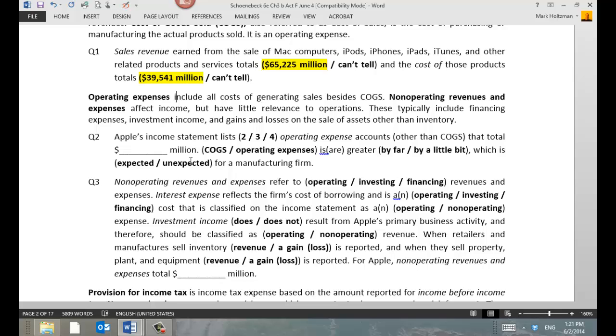So Apple's income statement lists how many different operating expense categories? 4. Yeah, there are 4 over there for a total of how much?